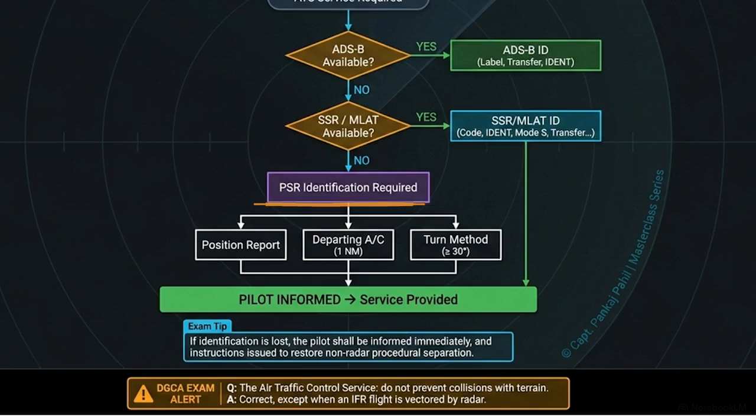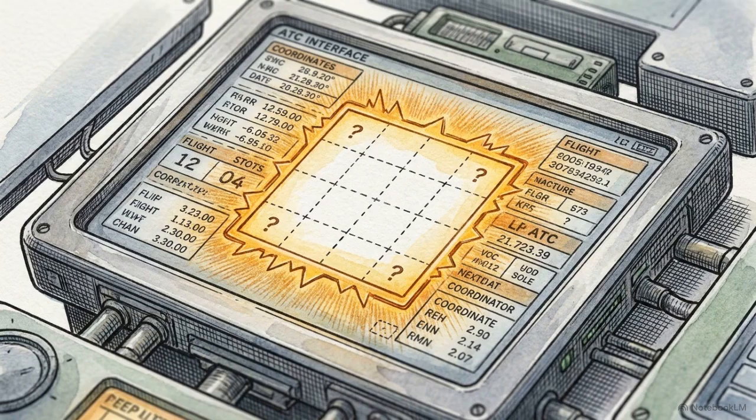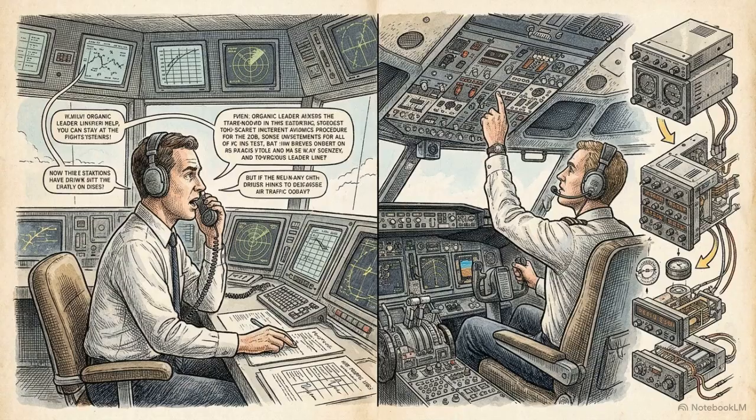If your transponder fails entirely, you drop to the bottom of the flowchart, the purple section for PSR identification. For PSR, ATC relies on the radar blip itself through one of 3 methods: correlating a position report over a known point, tracking a departing aircraft within 1 nautical mile of the runway end, or instructing a turn of 30 degrees or more to observe the track change. For your exams, memorize the protocol for when identification is lost. The controller must inform the pilot immediately and issue instructions to restore non-radar procedural separation.